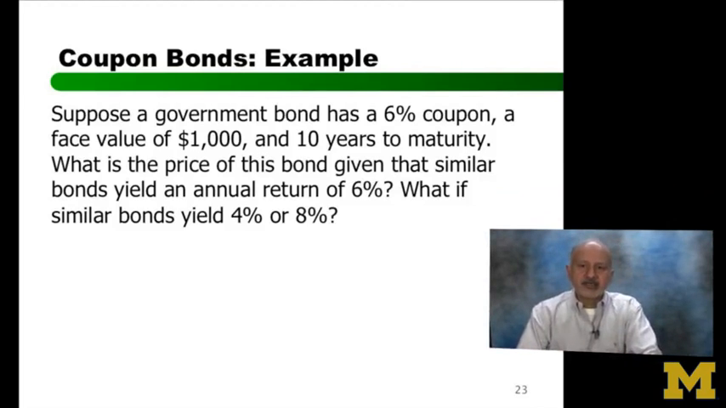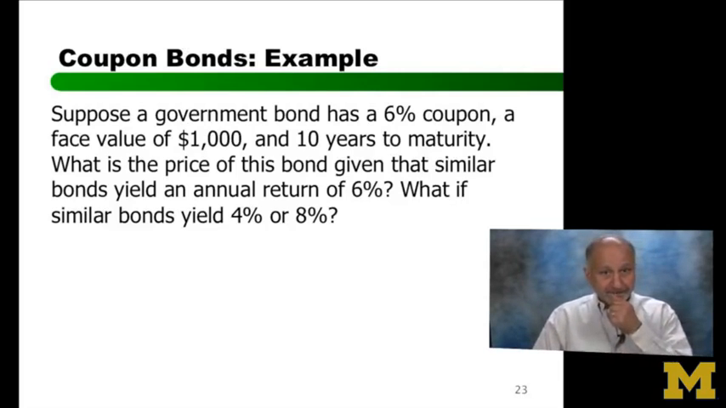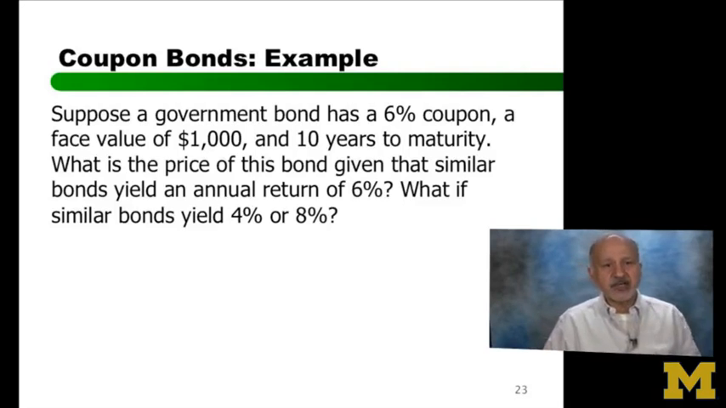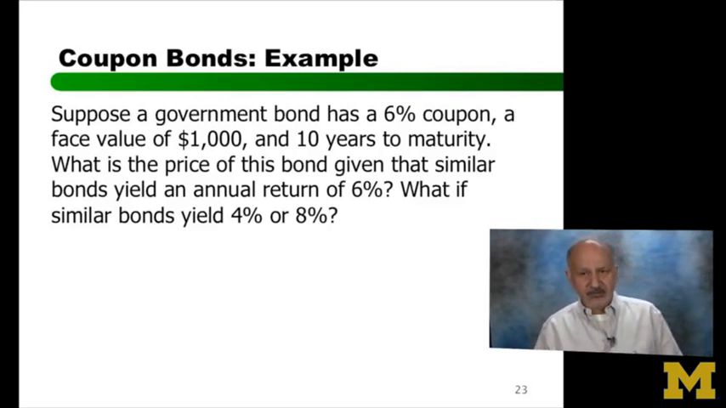Suppose a government bond has a 6% coupon, a face value of $1,000, and 10 years to maturity. What is the price of this bond given that similar bonds yield an annual return of 6%? What if the similar bonds yield 4%? And what if they yield 8%?